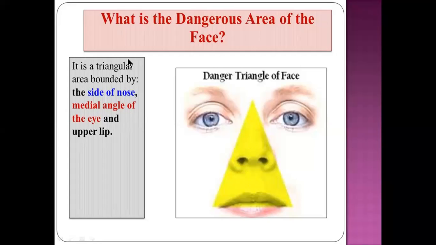Okay, so what is the danger area of the face? It is a triangular area bounded by the side of the nose, the medial angle of the eye, and the upper lip. Try to remember this diagram: the medial angle of the eye, both the eyes, the nasal cavity, the side of the nose, as well as the upper lip. So this is the danger triangle of the face.